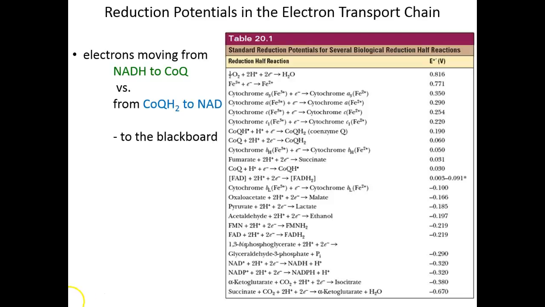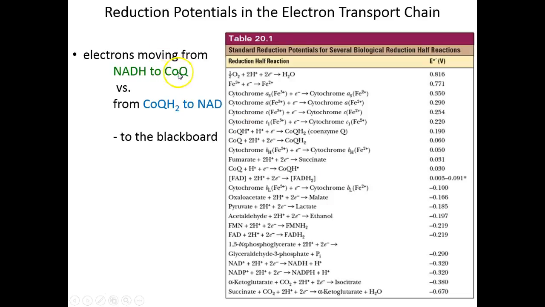I'm going to come to my table and find NAD. The value of the NAD reduction is negative 0.32. But in my example here, NAD is actually being oxidized. So I'm going to flip that value to positive 0.32.